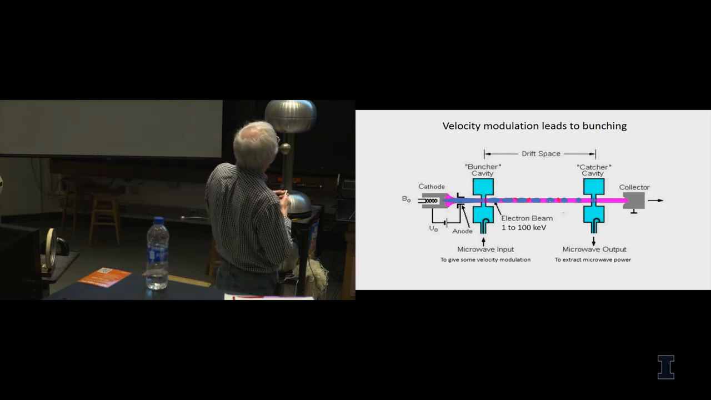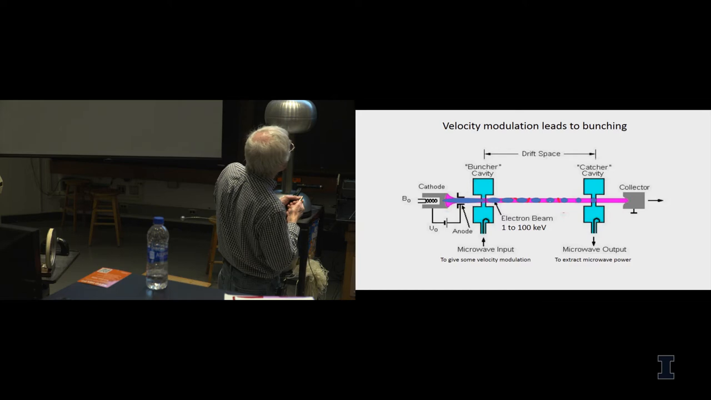This is kind of illustrated in this graph right here, which is maybe a little hard to see. Here's a continuous beam of electrons that are blue here. It passes through this buncher cavity right here, and it gets velocity modulated, which leads to the electrons converging onto these regions right here where you have pulses of electrons.